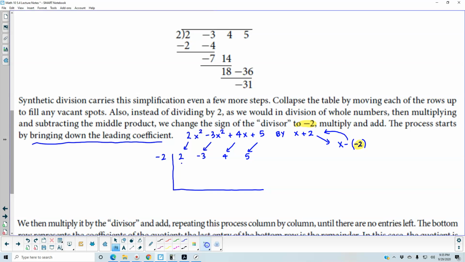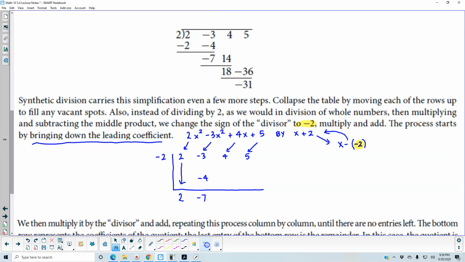The leading coefficient is the number 2, so we're going to bring that 2 down. And then we're going to take our negative 2 and multiply it by the positive 2. So negative 2 times positive 2 is going to give us negative 4, and we're going to put that right here. And then we're going to add. We're going to take negative 3 and add negative 4, and that's going to give us negative 7.